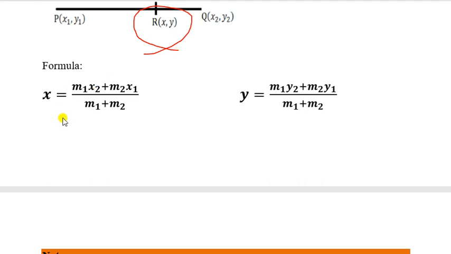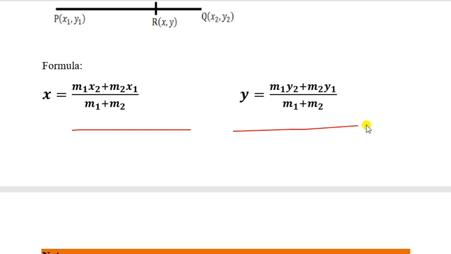Okay. Now the formula for x is a very easy formula. You can memorize it this way. The ratio you always have to write in the plus form, M1 plus M2 in the denominator, and in the numerator M1 x2 plus M2 x1. And y is equal to M1 y2 plus M2 y1 by M1 plus M2. This formula is called the section formula. With this formula, you can find out the coordinates of R.